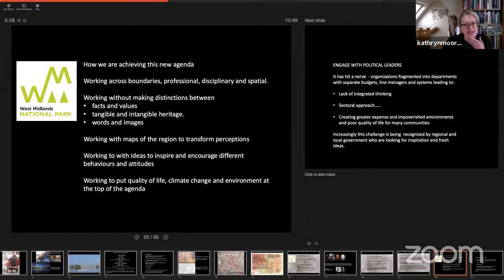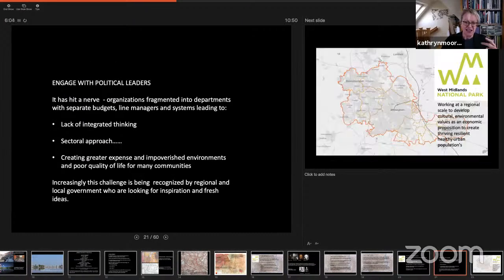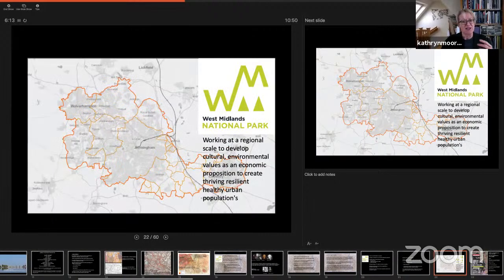So to try and change this agenda, we are working across professional, disciplinary and spatial boundaries, without making distinctions between facts and values, tangible and intangible heritage, words and images. We work with maps of the region to transform perceptions, to give a completely different view of the region that makes people think, "God, is that where I live?" We work with ideas to inspire and encourage different behaviours and attitudes, rather than going straight to techniques and technologies, and to put quality of life at the top of the agenda. This has hit a nerve because increasingly regional and national government are looking for inspiration and fresh ideas. So this is the region.